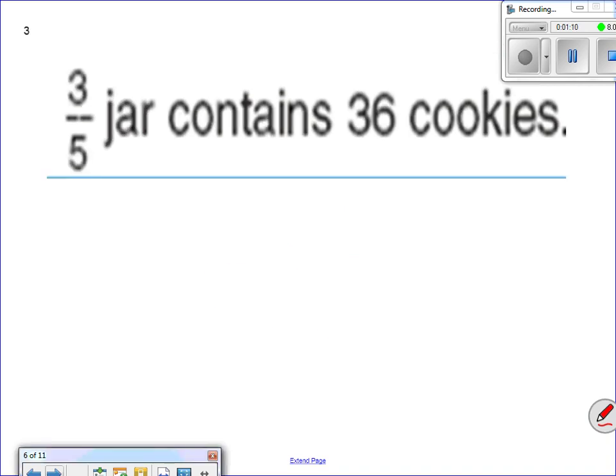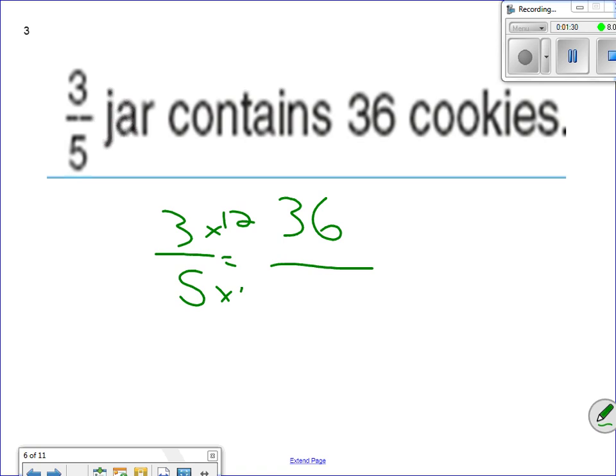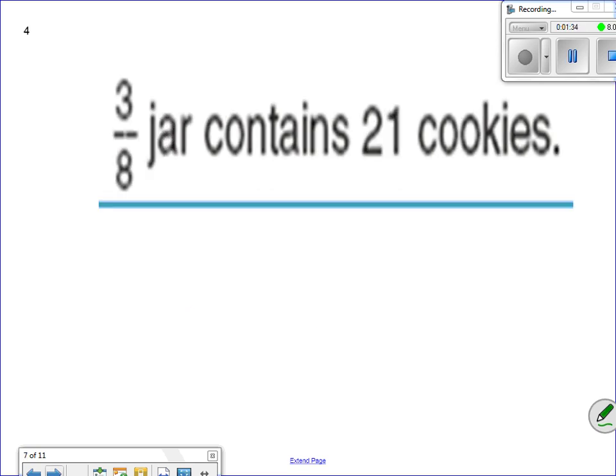There's another one. 3/5 of the jar contains 36 cookies. So my 36 cookies is not my denominator. It's what part of the jar contains. So 36 would be my numerator, right? I don't have a denominator here. I'm finding what 3/5 of that would equal. So we're going to go 3 times 12 is 36. 5 times 12 equals 60. That's how many there are in all.